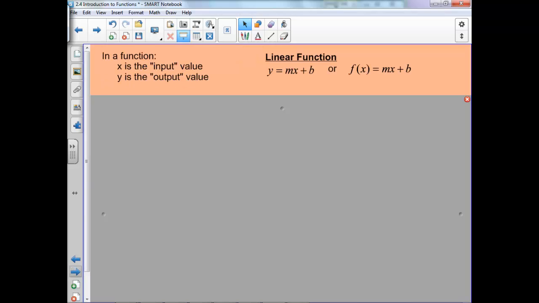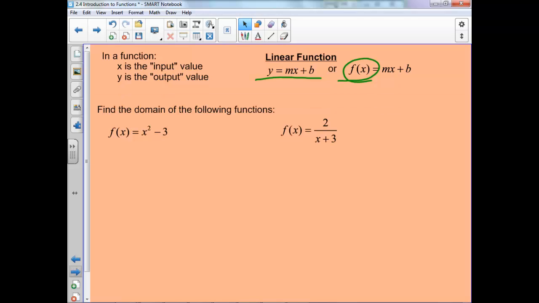Alright, when we have a function, x is also considered the input value. It's what you are plugging into the equation. Your y is your output value, or what you get when you do this substitution. So when you have a linear function, this is how we're used to writing it, with y equals mx plus b. However, you can use this function notation instead of the y. So now we're going to find the domain of these. So basically we're asking, what values of x will make this work?